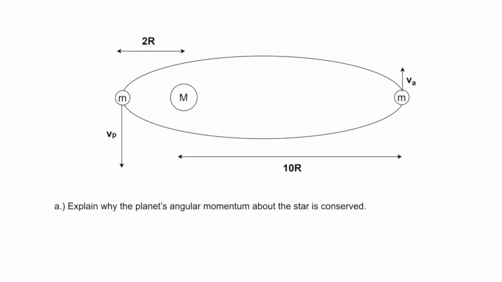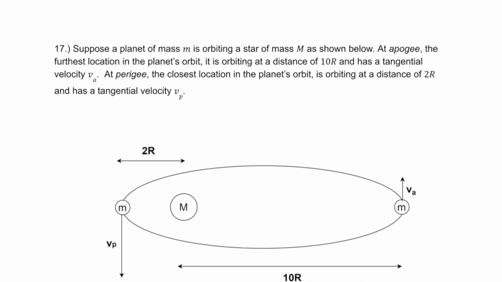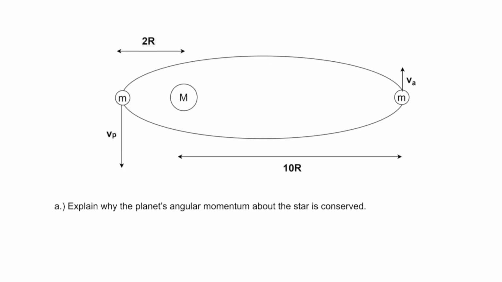And now for a classic angular momentum problem with the second law: applying it to elliptical orbits. So first, we have this planet of mass little m. It's orbiting a star of mass big M. At apogee, which is the farthest point, it's 10r away from the star. And then at perigee, it's at a distance of 2r. And we're going to be asked to compare these speeds. So first, explain why angular momentum is conserved.